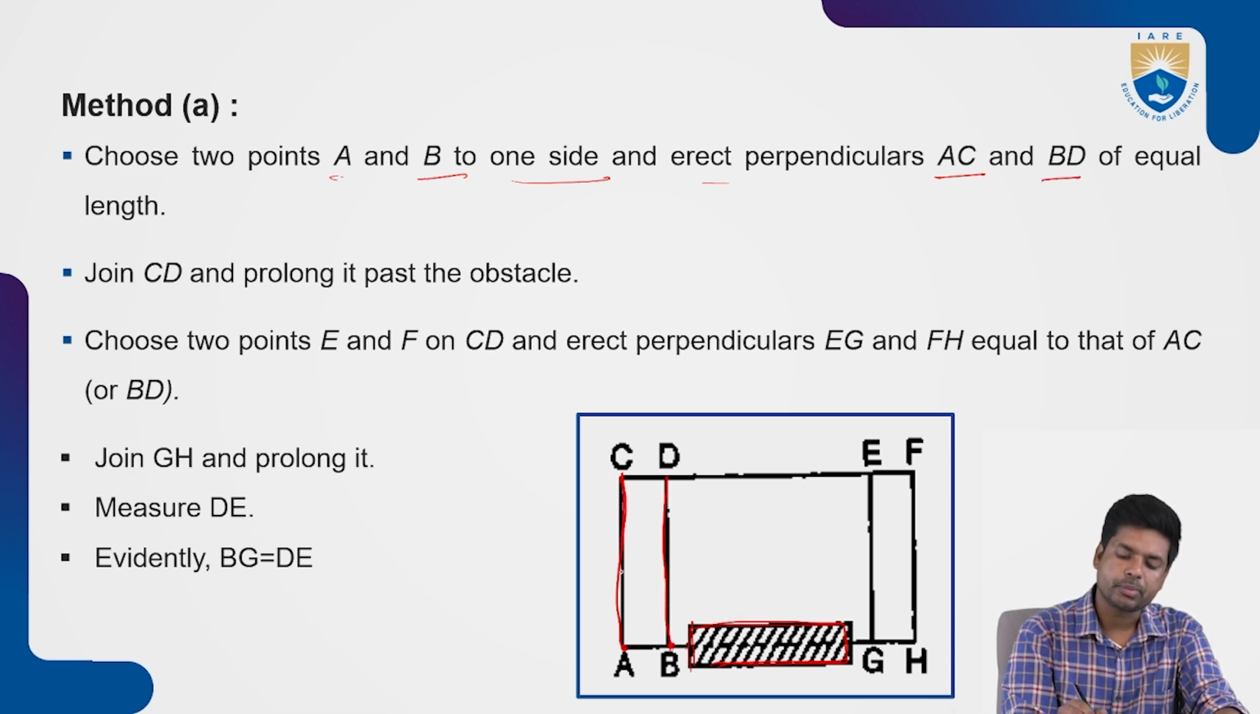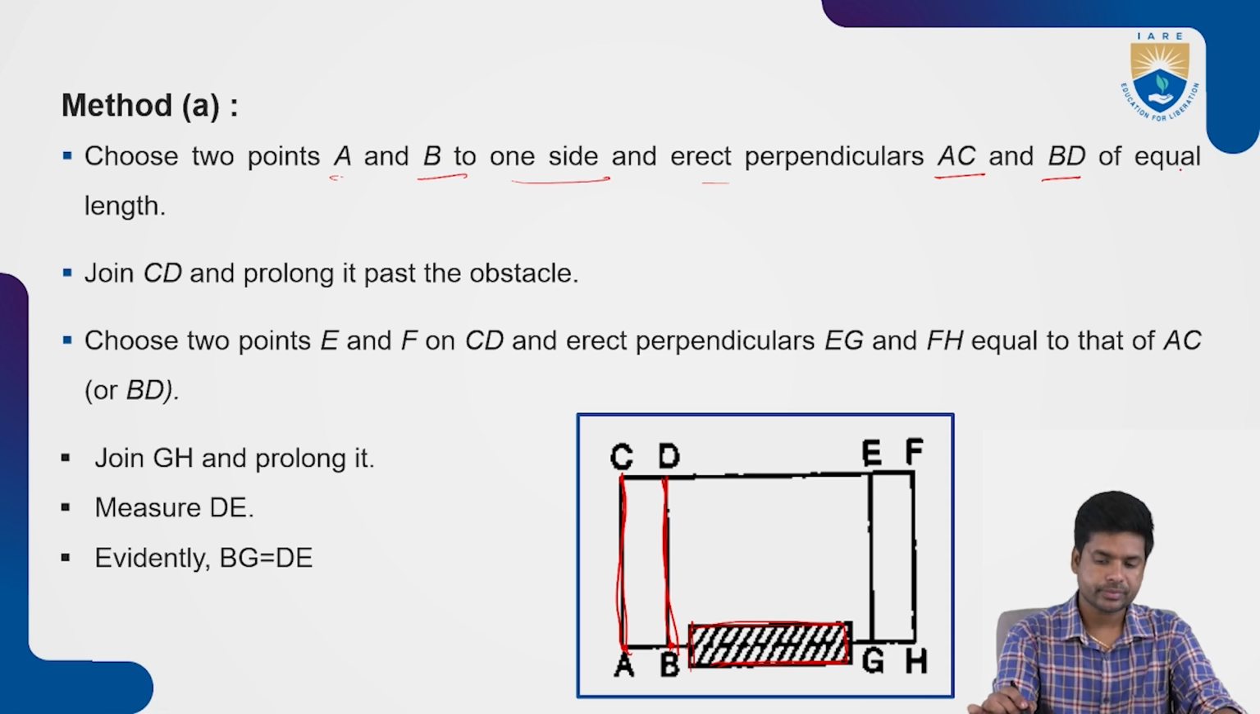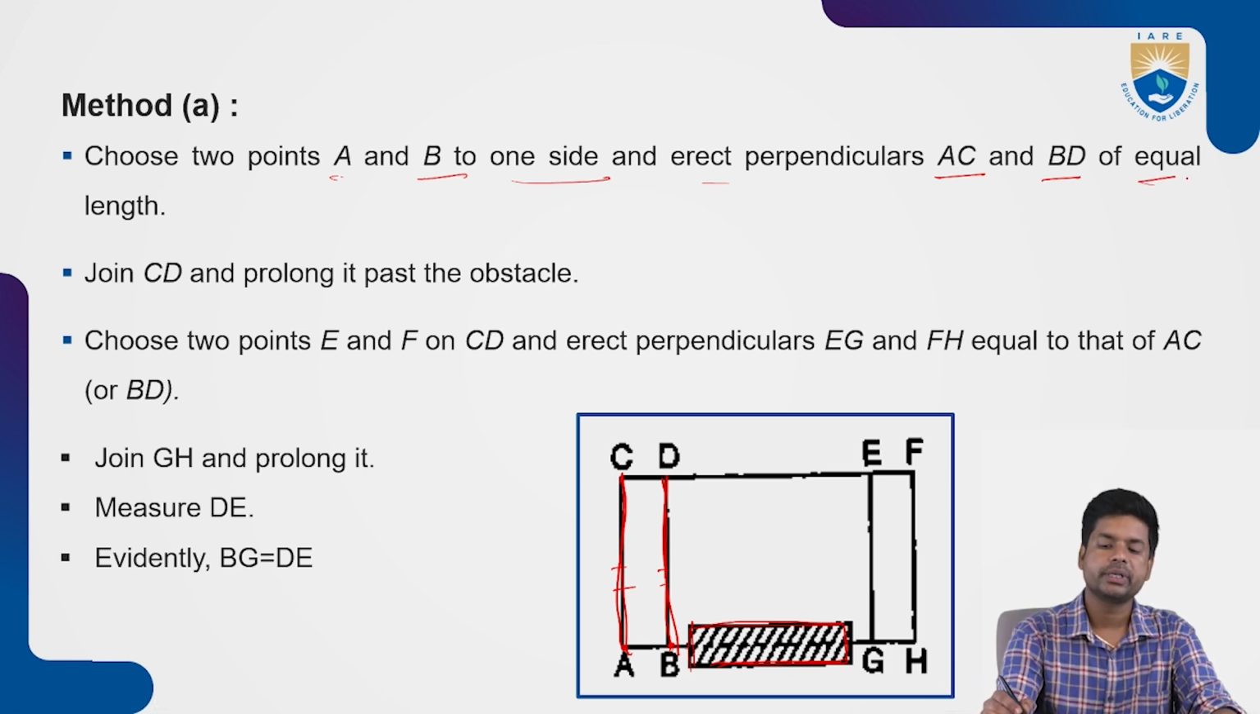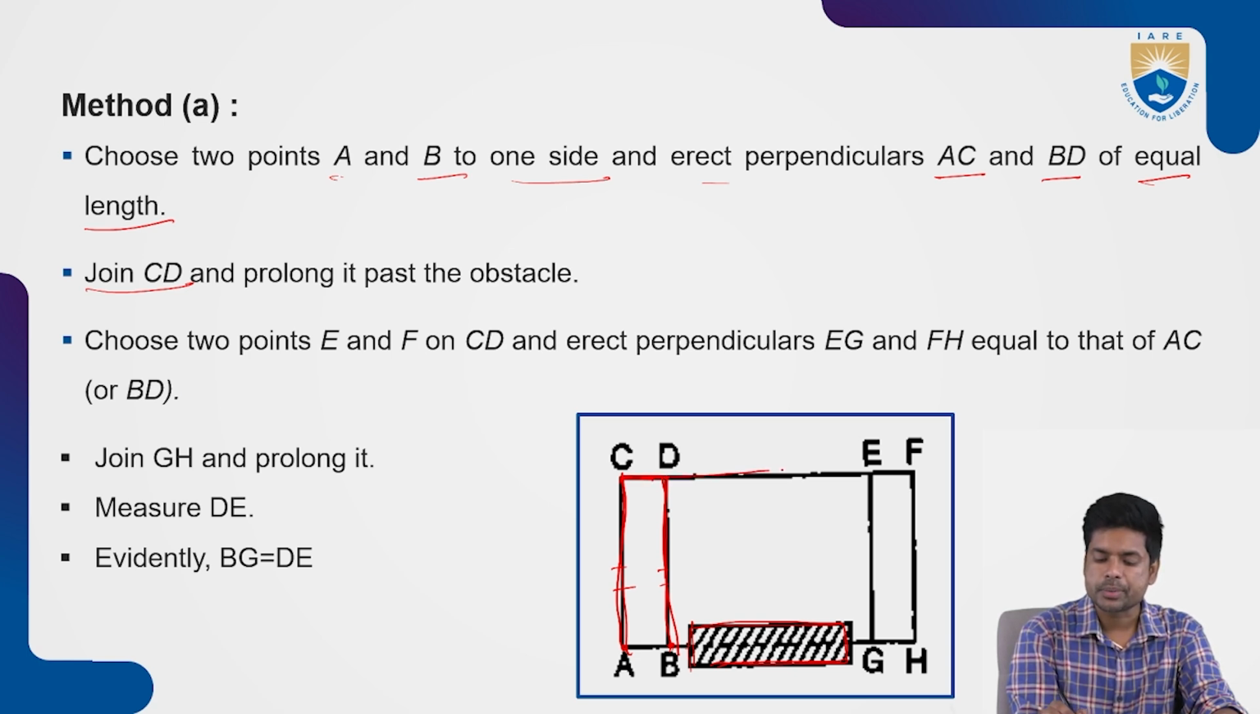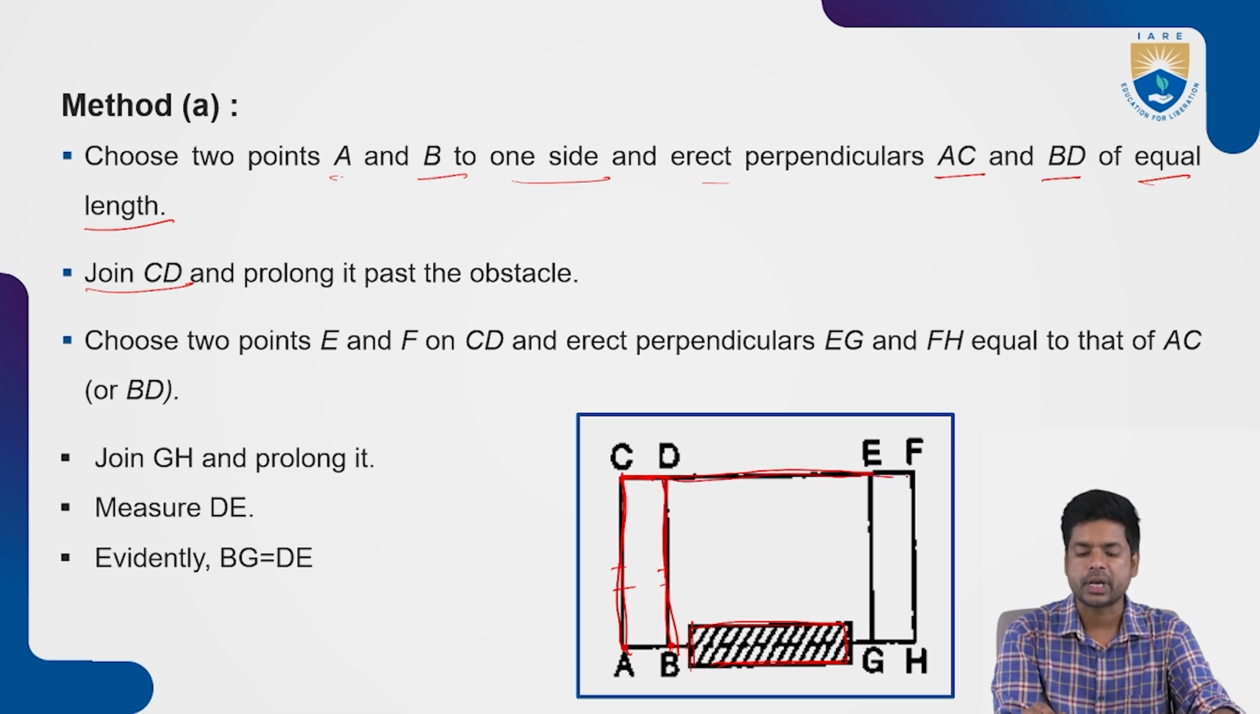These are the perpendicular lines drawn from the established points, and these two lines AC and BD should have equal length. Next, join CD and prolong it past the obstacle. To cross this particular obstacle, you just extend the line up to some random length.